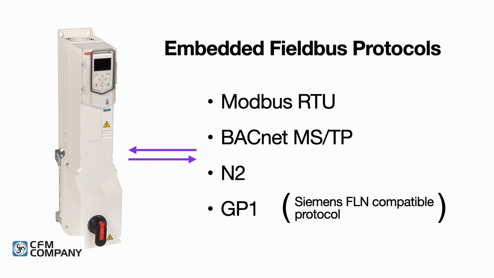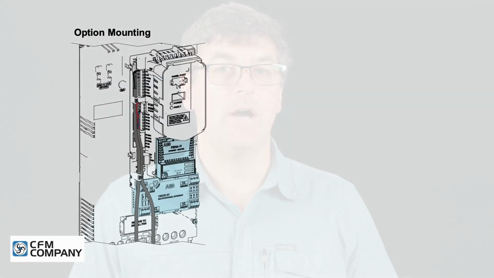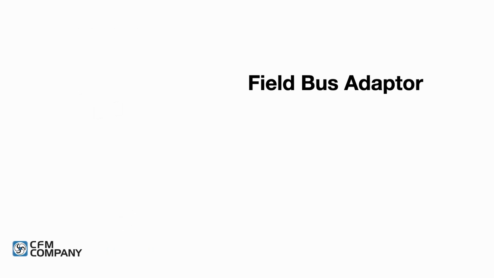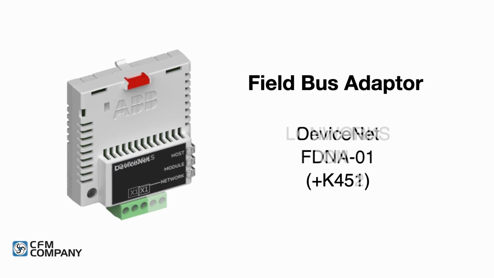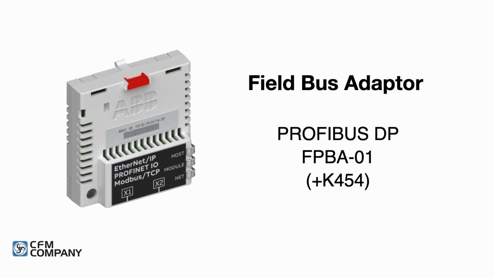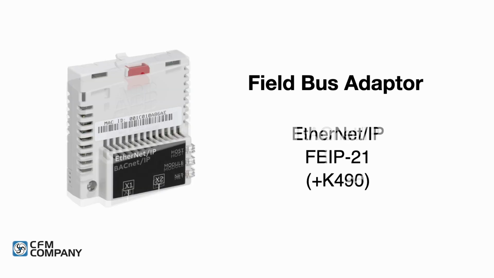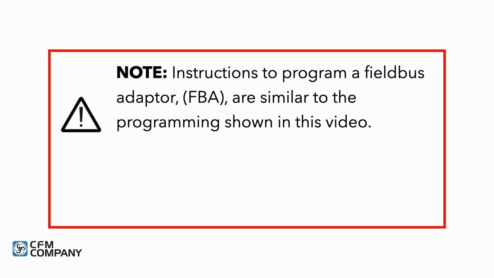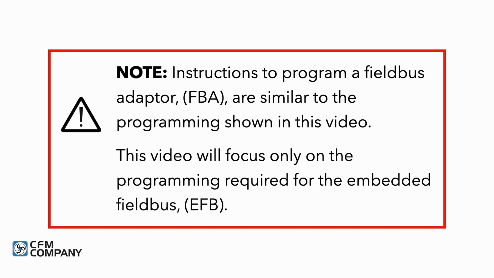Siemens FLN compatible protocol. Additional protocols are available with the installation of an optional field bus adapter, FBA. Field bus adapters are available for DeviceNet, LonWorks, Profibus DP, BACnet IP, Ethernet IP, and Modbus. Note: instructions to program a field bus adapter, FBA, are similar to the programming shown in this video. This video will focus only on the programming required for the embedded field bus.